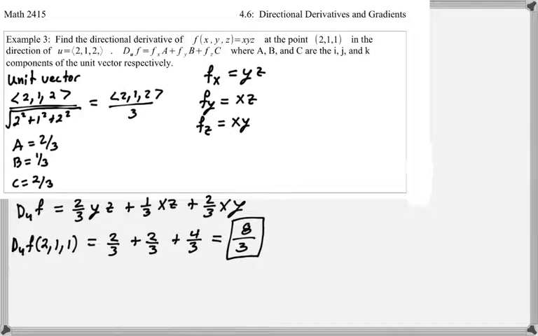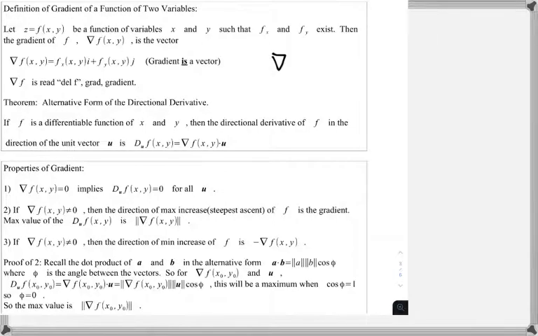Okay, we're going to go ahead and change gears, and we're going to be looking at the definition of the gradient of a function. Okay, so the definition of the gradient of a function of 2 variables: let z equal f(x, y) be a function of variables x and y, such that the partial of f with respect to x and the partial with respect to y of f exist. Then the gradient of f, so we have the upside down triangle, like delta but flipped over. So the gradient of f(x, y) is the vector.